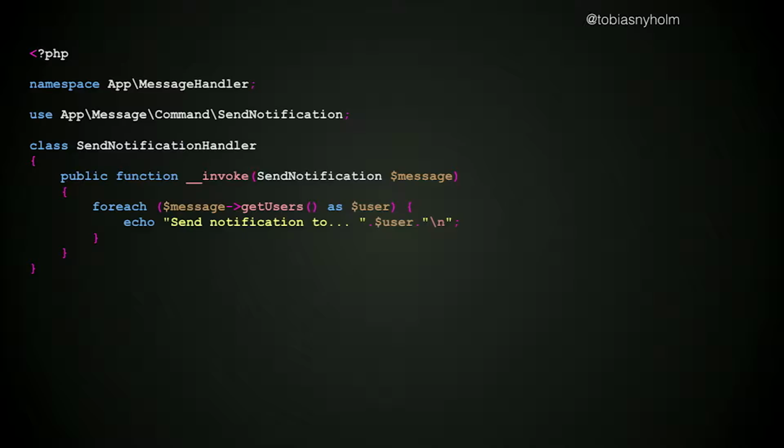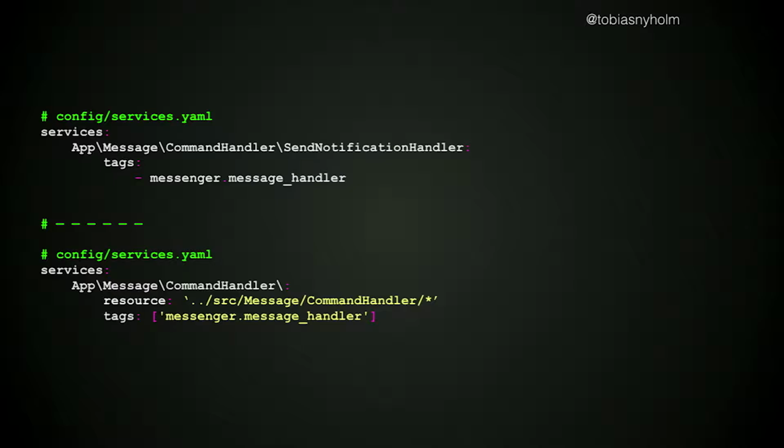And then I register this class in the services YAML. These are two examples. I could register one at a time at the top, or I could use the glob pattern that you see at the bottom. And the important thing is to slap on the messenger.message_handler tag. And with that tag, Symfony figures out what messages you subscribe to and does it automatically for you.